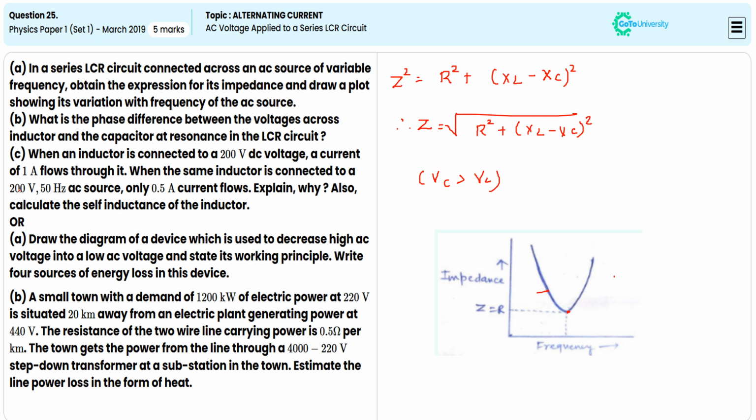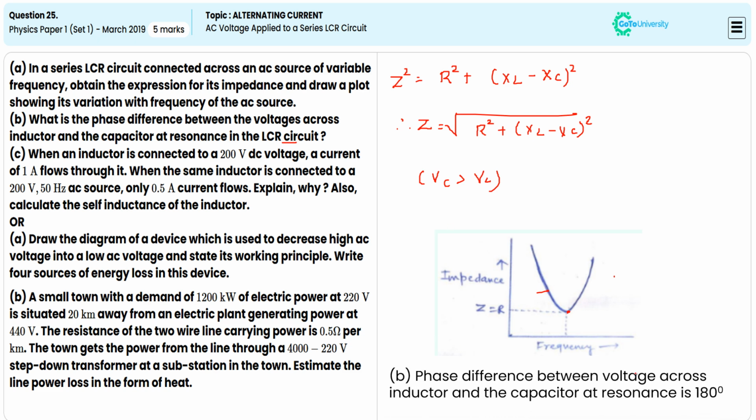Then part B: what is the phase difference between the voltage across the inductor and the capacitor at resonance in the LCR circuit? The phase difference between the voltage across the inductor and the capacitor at resonance is 180 degrees.